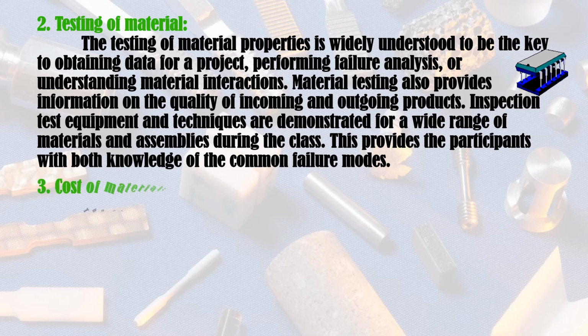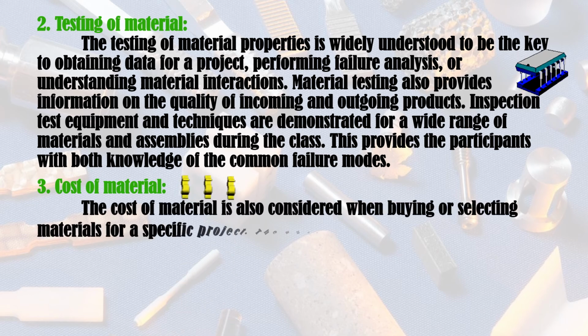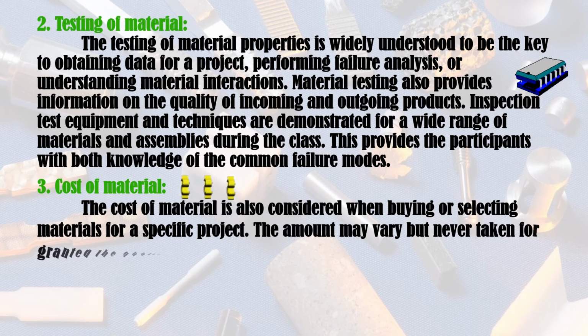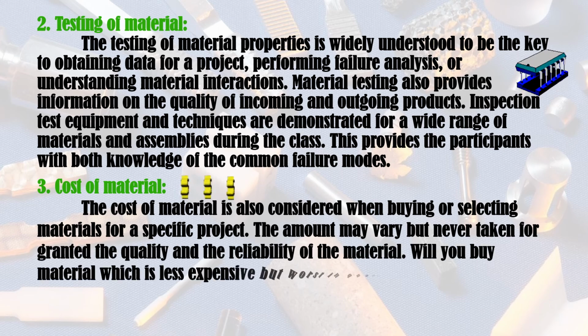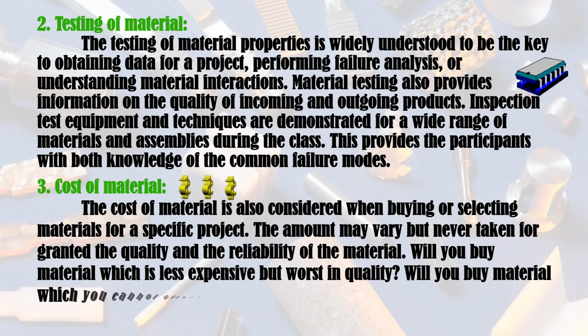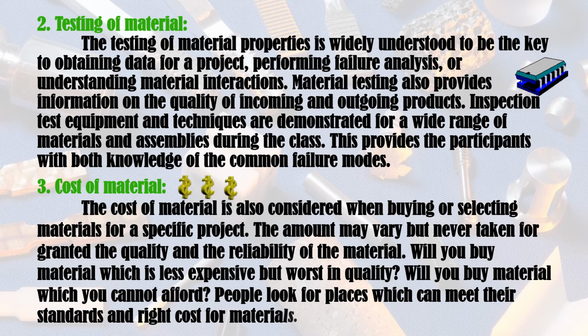Number 3. Cost of material. The cost of material is also considered when buying or selecting materials for a specific project. The amount may vary but never take for granted the quality and the reliability of the material. Will you buy material which is less expensive but worse in quality? Will you buy material which you cannot afford? People look for places which can meet their standards and right cost for materials.